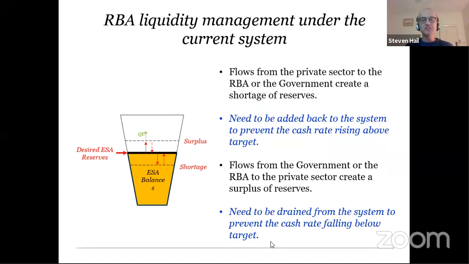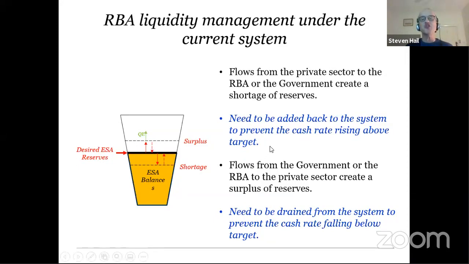In order to control interest rates, as I said, in order to keep the cash rate at the Reserve Bank's target, the RBA has had to ensure that the level of exchange settlement reserves in the system has been equal to what the banks collectively have wanted to hold. And over time, the demand for reserves in the system varies from day to day, in part because of transactions which are expected to take place in the near future between the government or the RBA and the private sector. So flows of funds from the private sector to the RBA or the government create a shortage of reserves. For example, if the RBA has put some reserves into the system a few weeks ago, which the banks are now having to pay back, then that's going to create a shortage of reserves in the system today.